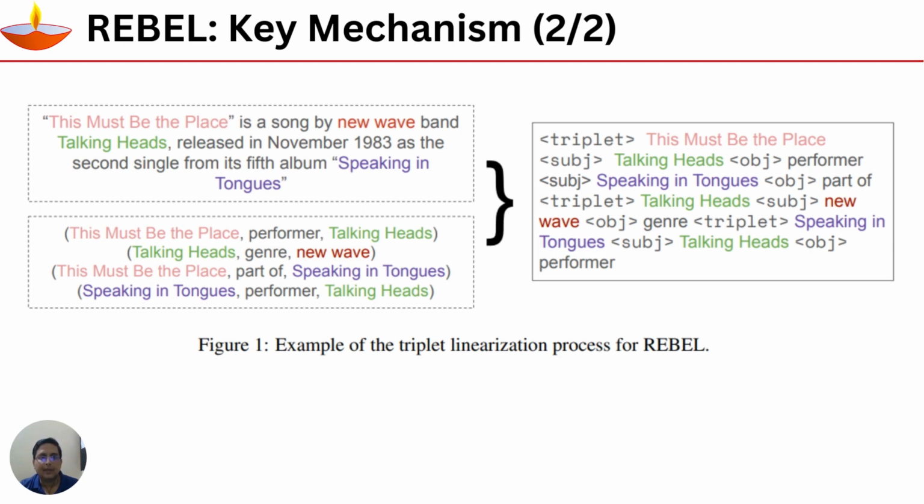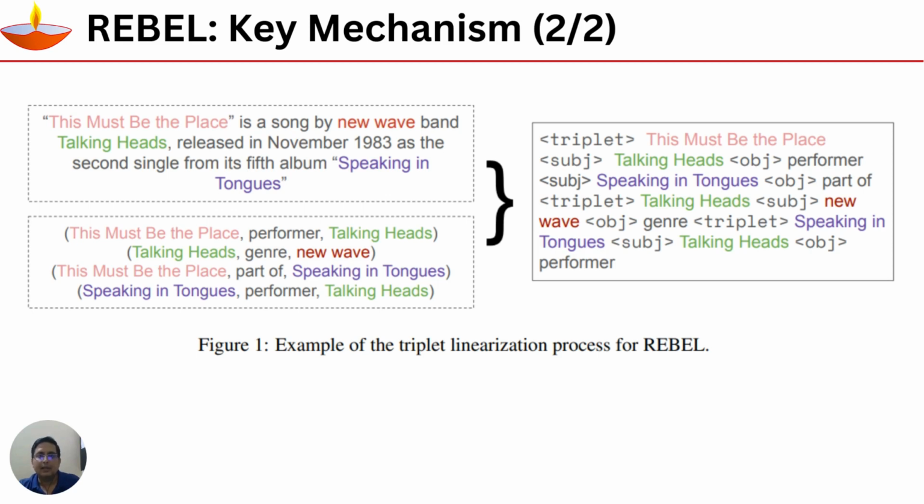Because now we are trying to express this third relationship, which you see in the bottom left-hand box, right? So where we have This Must Be the Place as the subject, part of is the relation, and Speaking in Tongues is the object. So here our subject continues to be This Must Be the Place, and the object is Speaking in Tongues, and part of is the relation expressed between the subject and object.